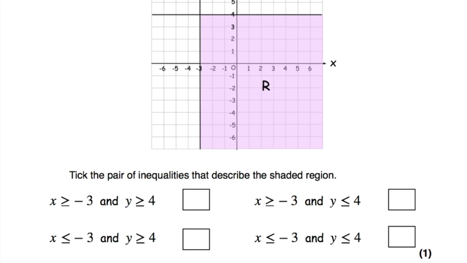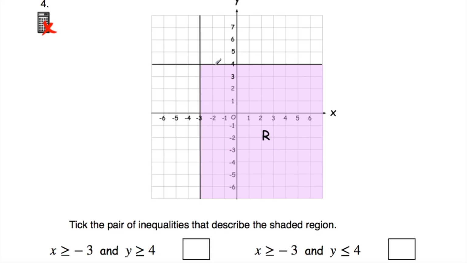Okay, so let's have a look at the lines. So the lines, this is a horizontal line that passes through 4 on the y-axis. So this line is the line y equals 4. And this line here, it's a vertical line that passes through -3 on the x-axis. That's the line x equals -3. Okay, so in terms of this region down here, well, it's below this line. So that means that y is going to be less than or equal to 4 because it's all the points that are below that line, on the line or below that line. So that would be y is less than or equal to 4.